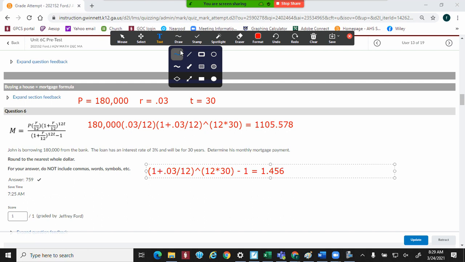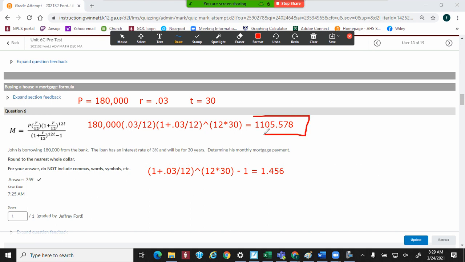All right, so I'm going to take this number here, that's my numerator, and divide it by my denominator, and I'm going to get my answer. So when I do that, my answer rounded ends up being $759 a month. That is how much he's paying for the house every month.